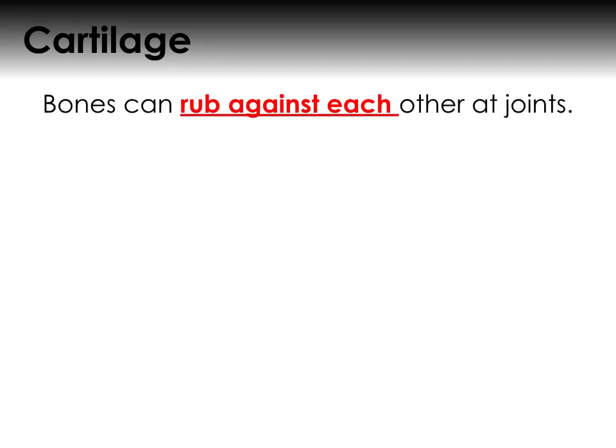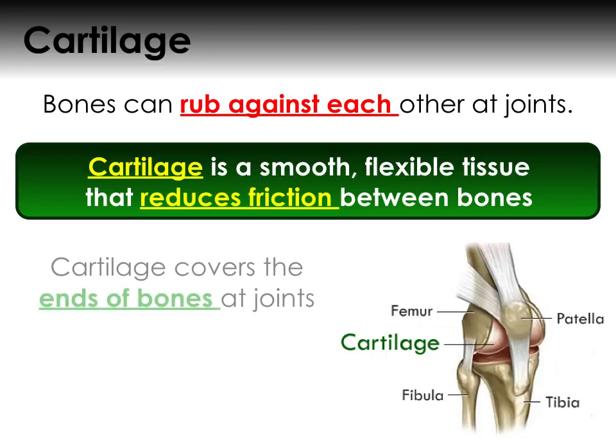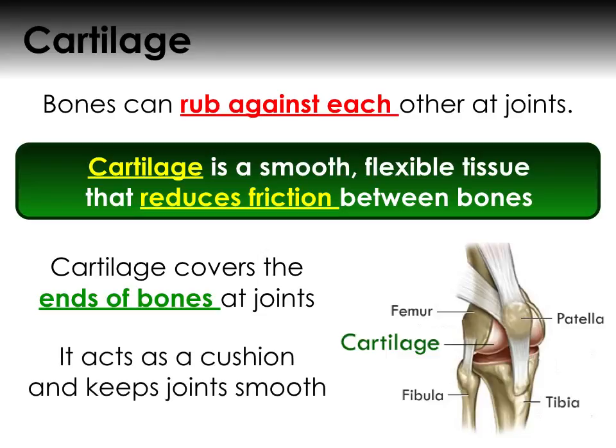Because bones will rub against each other at joints, cartilage helps to reduce the friction between those bones. It covers the ends of bones at joints and acts as a cushion to keep that movement smooth.